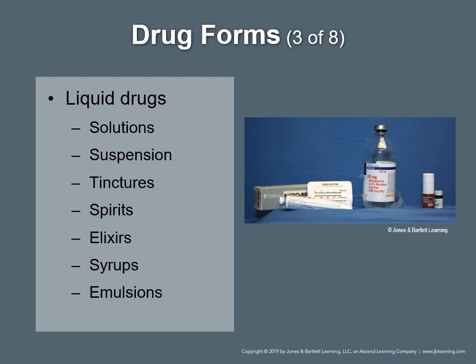Spirits are alcohol solutions that are volatile. Elixirs are one of the most common types of medicinal preparations. They are taken orally as a liquid. They are made up of a sweetened, aromatic, hydroalcoholic liquid. Syrups are mixtures with a high sugar content. They are designed to disguise the taste of medication and most commonly used for children's medications. Emulsions are a mixture of two liquids that are not mutually soluble, generally a mixture of water and oil that must be thoroughly shaken to mix.